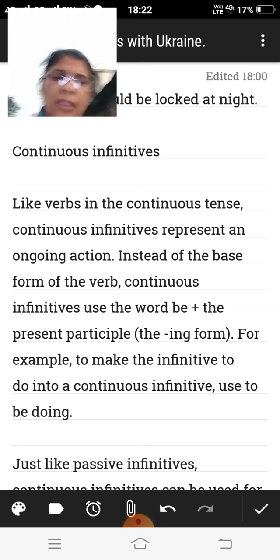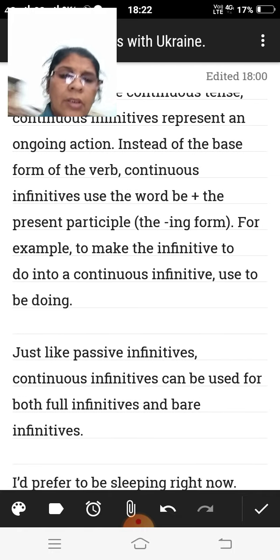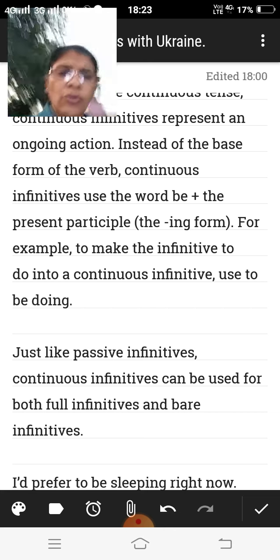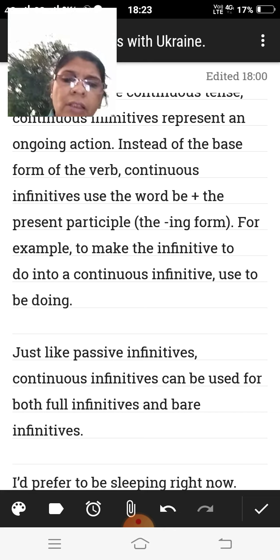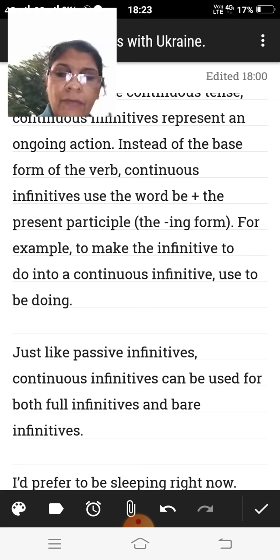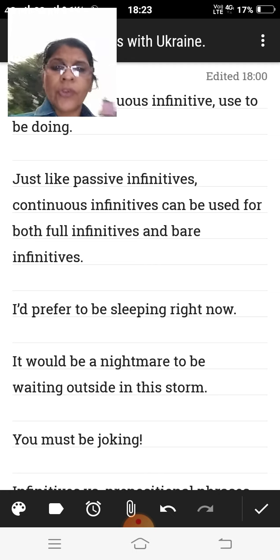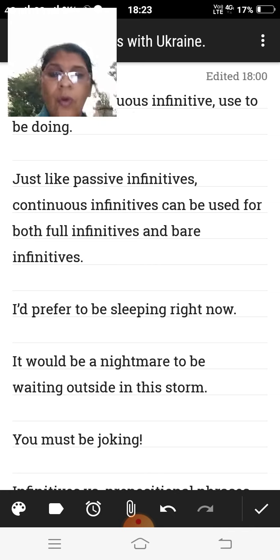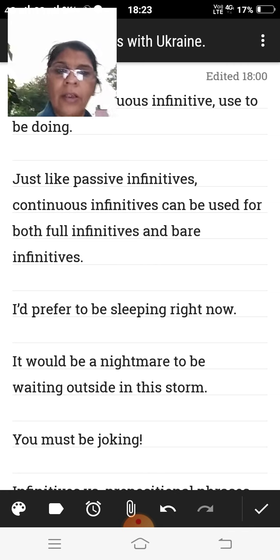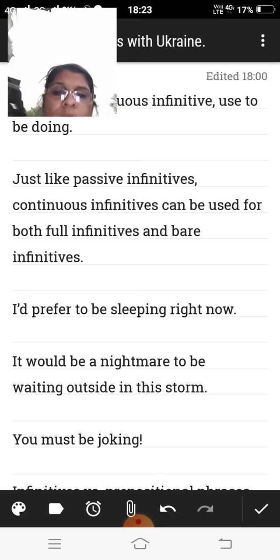Just like passive infinitives, continuous infinitives can be used for both full infinitives and bare infinitives. I'd prefer to be sleeping right now. It would be a nightmare to be waiting outside in the storm. You must be joking.